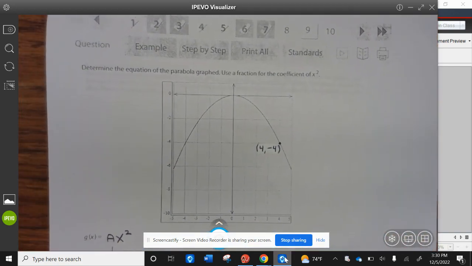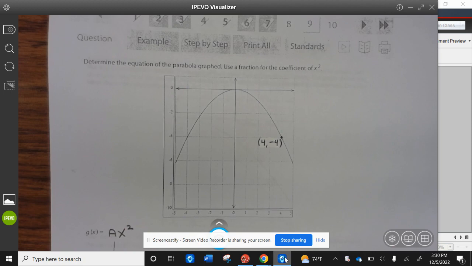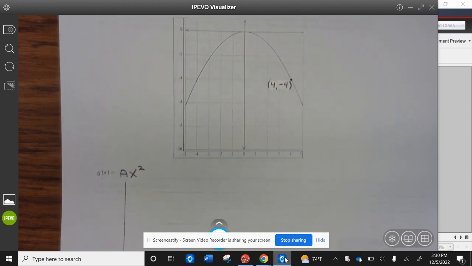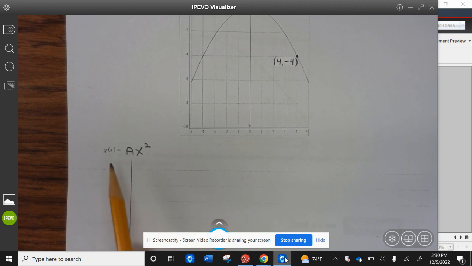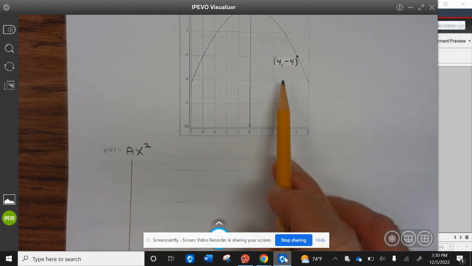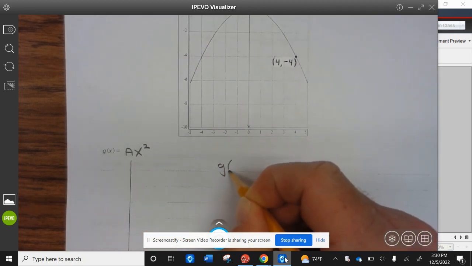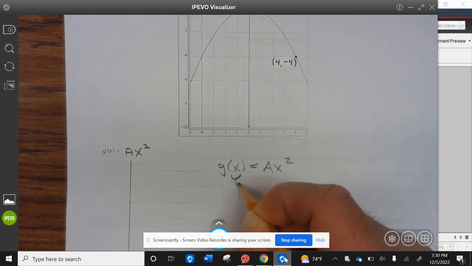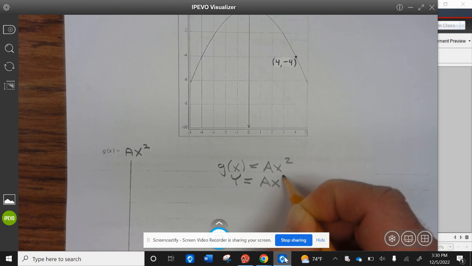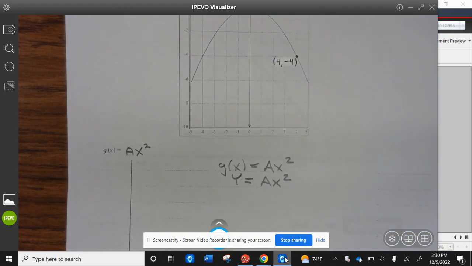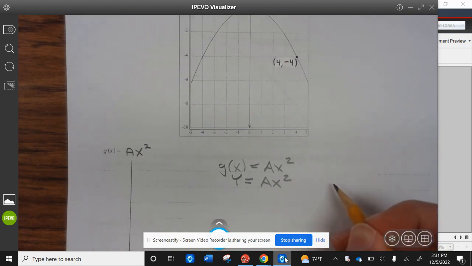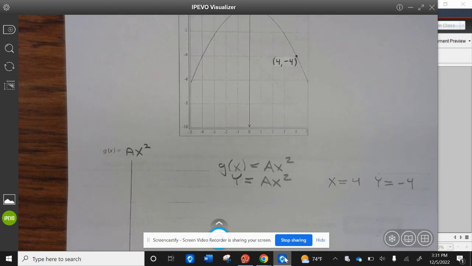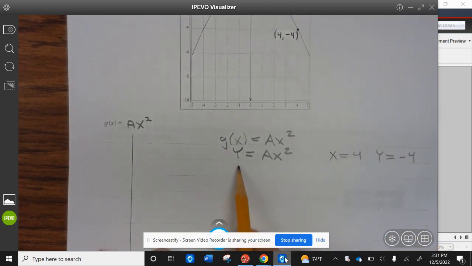All right, determine the equation of the parabola graph. Use a fraction for the coefficient of x squared. Okay, so again, we're using g of x equals ax squared. Now remember, g of x we can rewrite as y, so y equals ax squared. Now, x is 4, y is negative 4. So plug these numbers in, solve for a.